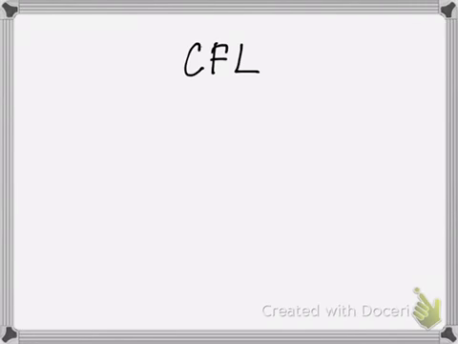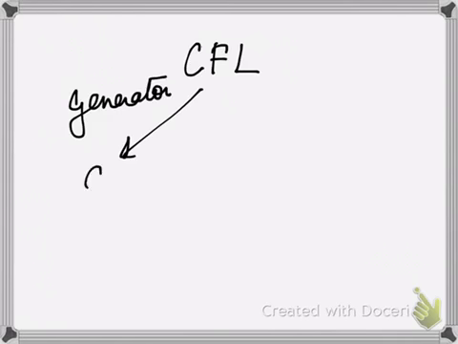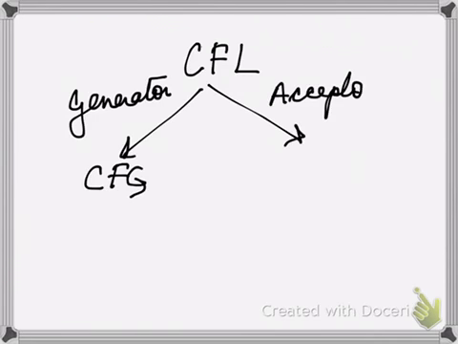A context-free language is basically the language which is generated by your context-free grammar. So you have a generator, that is your context-free grammar, and you have an acceptor. What the acceptor does is tell you, given a string, whether it belongs to that language or not. In the case of context-free languages, the acceptor is a push-down automata.